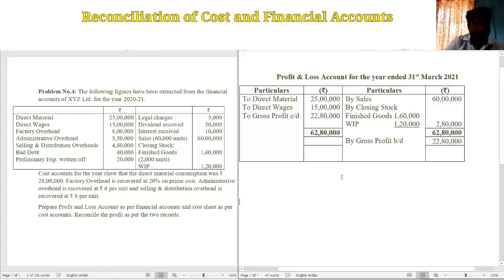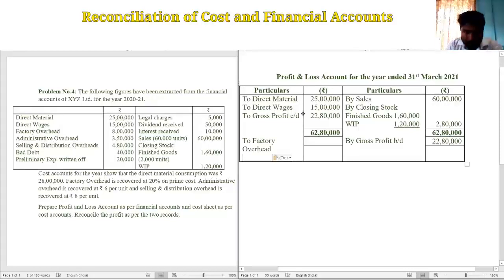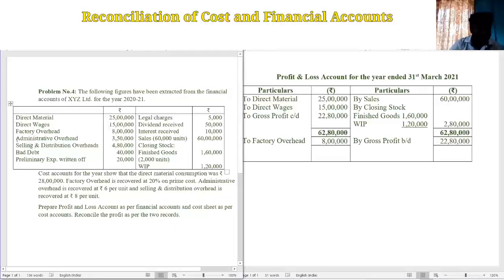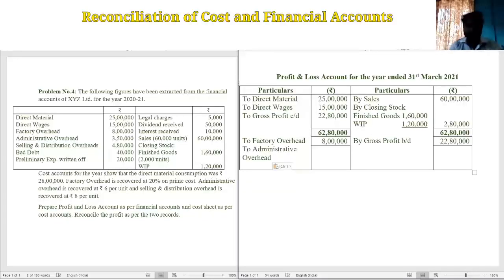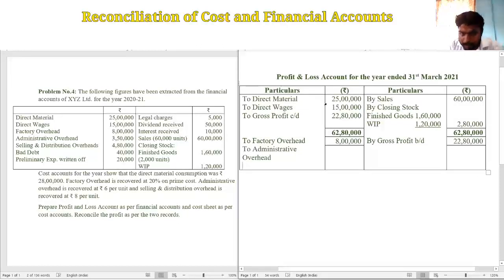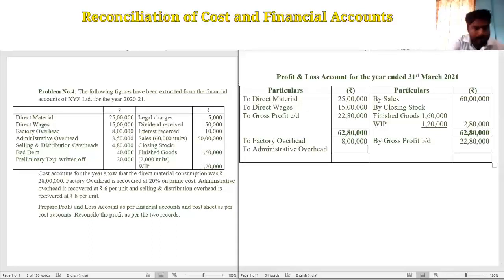Okay. Now write the indirect expenses. To factory overhead, write the amount of factory overhead, 8 lakh. Then to administrative overhead, what's the amount of administrative overhead? Write the amount of administrative overhead, 3,50,000.